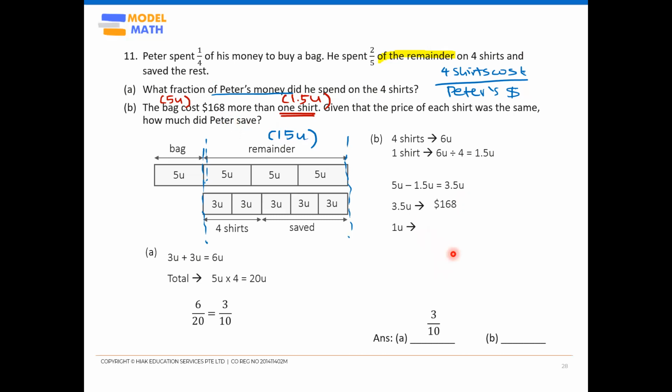We can find 1 unit from there. Just take your 168 divided by 3.5. Once you have found 1 unit, always reread the final question to see what they want. They ask how much did Peter save? Whatever he saved, look at your model. If you look at the model, the saved part is 9 units, correct? 3 times 3U. So 9 units saved, you just need to calculate that out. $48 times 9. And that's it.